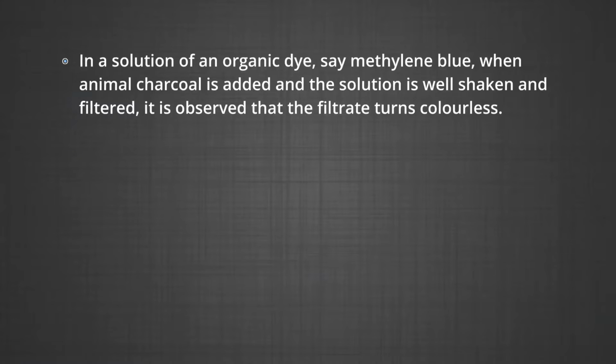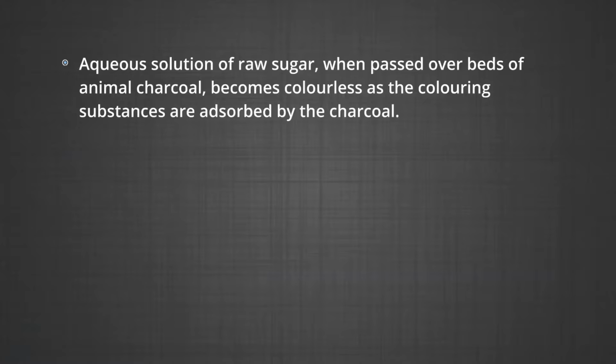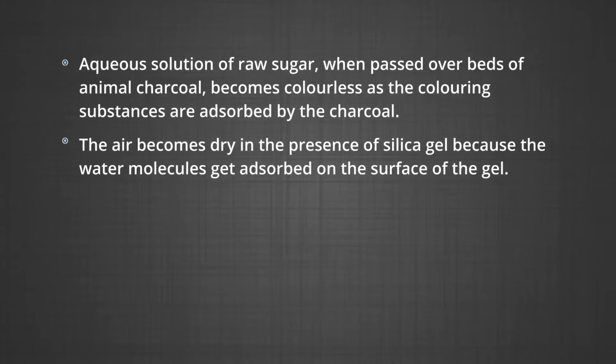In a solution of an organic dye, say methylene blue, when animal charcoal is added and the solution is well shaken and filtered, it is observed that the filtrate turned colorless. The molecules of the dye accumulate at the surface of the charcoal. That is, they are adsorbed and the solution becomes colorless. Aqueous solution of raw sugar, when passed over beds of animal charcoal, becomes colorless as the coloring substances are adsorbed by the charcoal. The air becomes dry in the presence of silica gel because the water molecules get adsorbed on the surface of the gel.